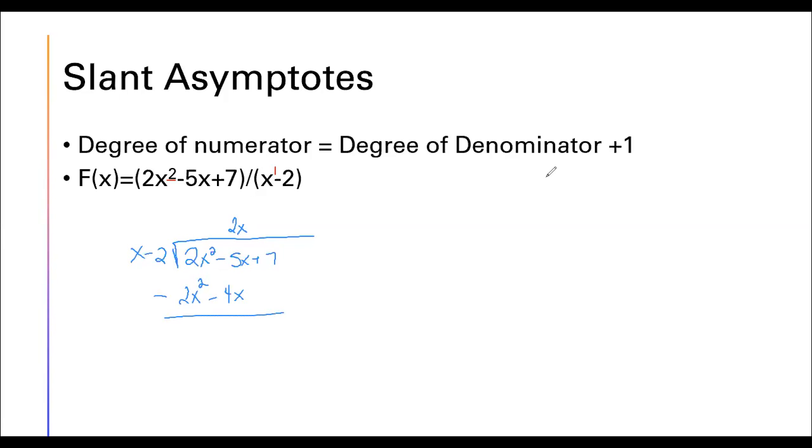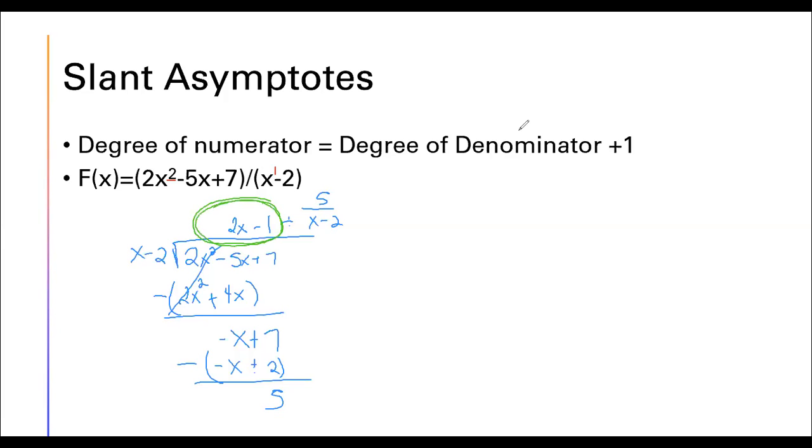I'm going to subtract this. These terms go away. This becomes a positive. This becomes negative x plus 7. And then this is going to be minus 1. Negative 1 times x is negative x. Negative 1 times negative 2 is plus 2. We subtract this whole term. Our x's go away, and 7 minus 2 is 5. So we have this plus 5 over x minus 2. So this part here, this 2x minus 1, is going to be our slant asymptote.